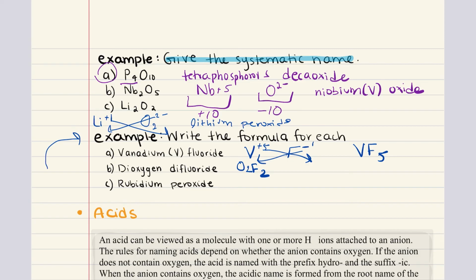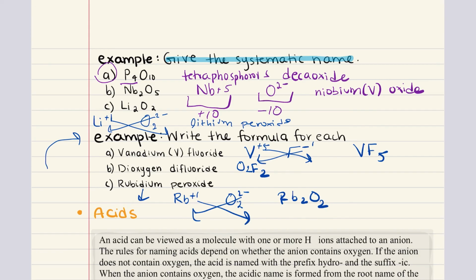So how are we going to name this? Well, how are we going to figure out the chemical formula? We're going to write rubidium, Rb, has a plus 1 charge. Peroxide is O2 with a 2 minus charge. We're going to crisscross these charges, and what we get is Rb2O2. So that's the chemical formula for rubidium peroxide.